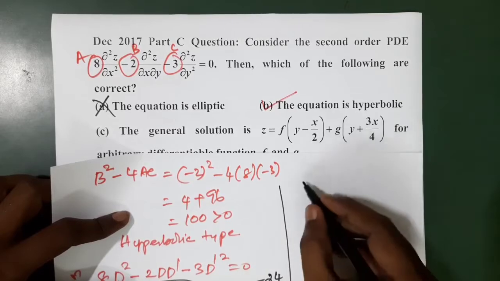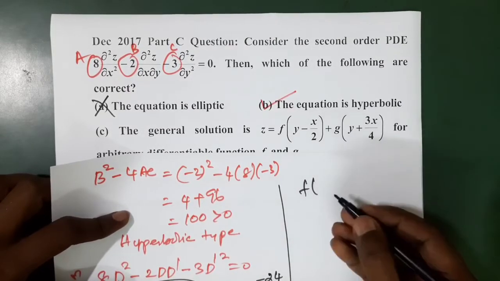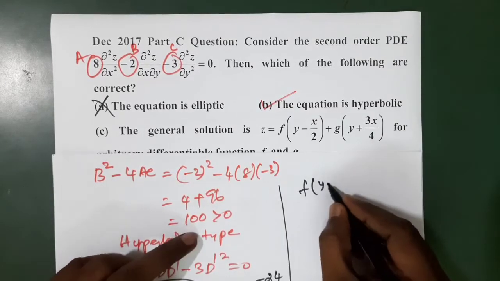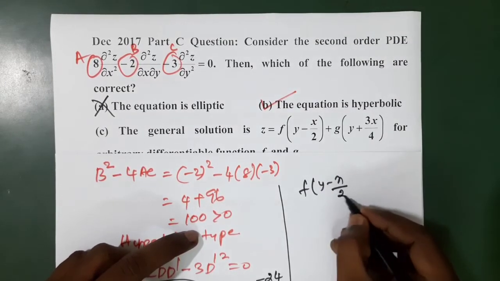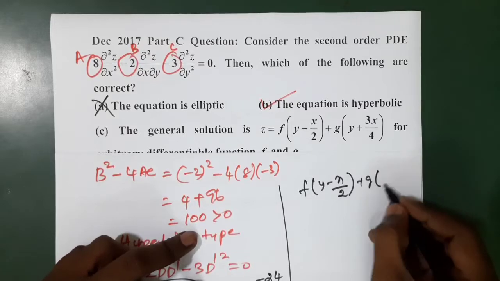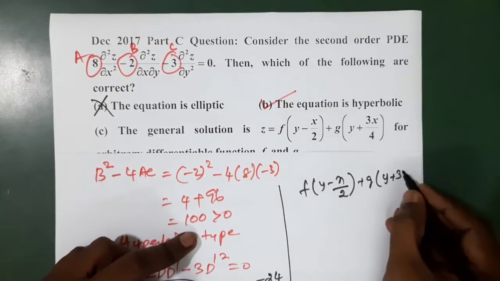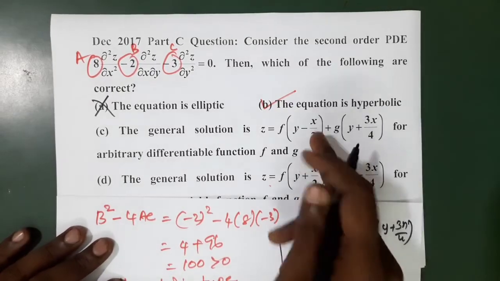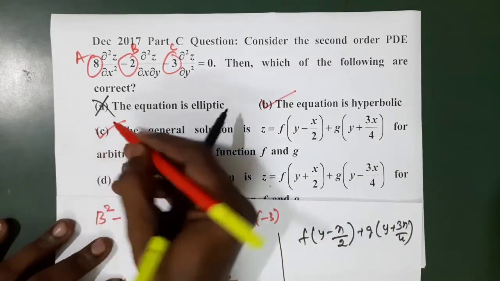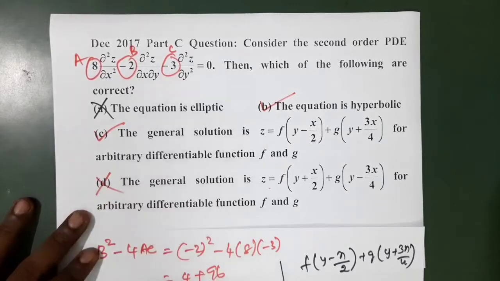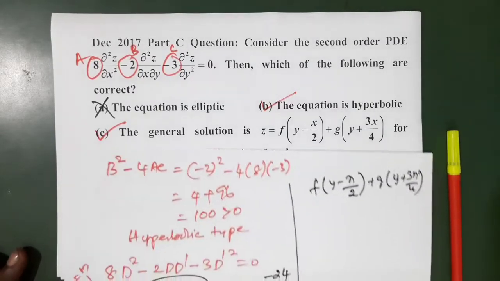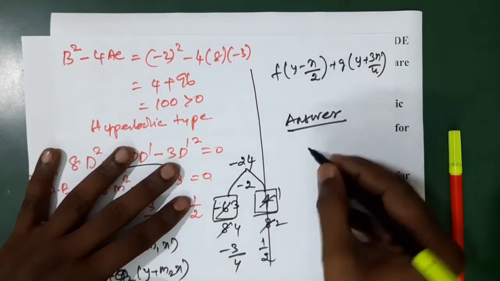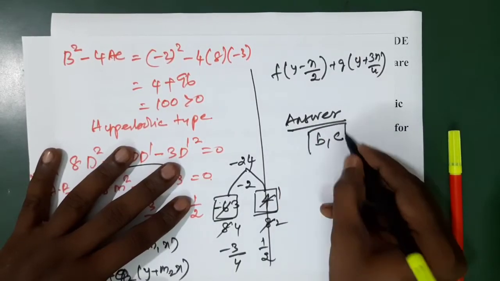So first we are taking this. Instead of phi 1, phi 2, f and g also we can take. So f of y minus 1 by 2 x, that is y minus x by 2, plus g of y plus 3x by 4. So here y minus x by 2 is the second one. So the answer C is also correct. Answer D is not incorrect. So therefore the answers are B and C.